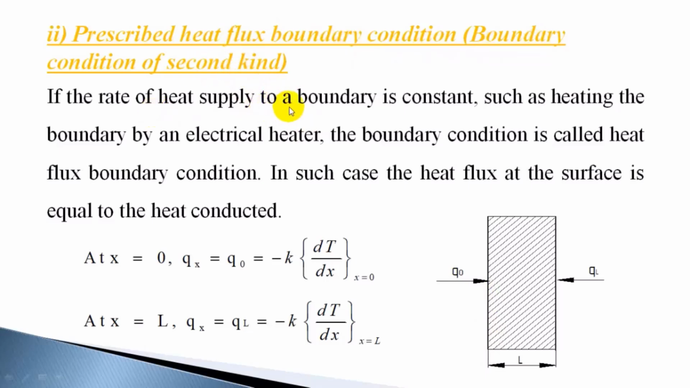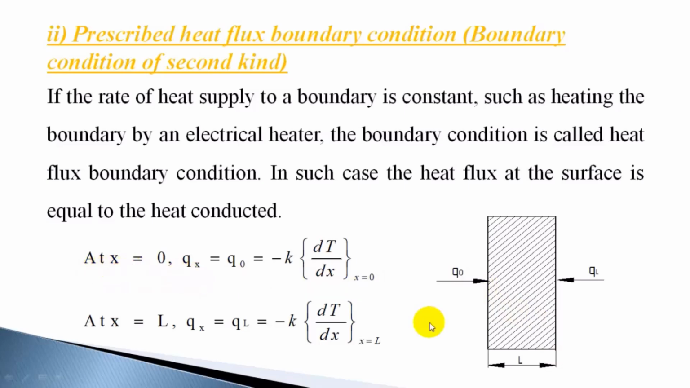If the rate of heat supplied to a boundary is constant, such as heating the boundary by an electrical heater, the boundary condition is called the heat flux boundary condition. To maintain this heat flux, you may have an electric heater attached, supplying heat at a constant rate. We are not worried about that. We are just specifying that so much heat is supplied at the surface. Q0 is the heat flux when x is equal to 0 and QL is the heat flux at x equal to L. Specifying that is called the heat flux boundary condition.